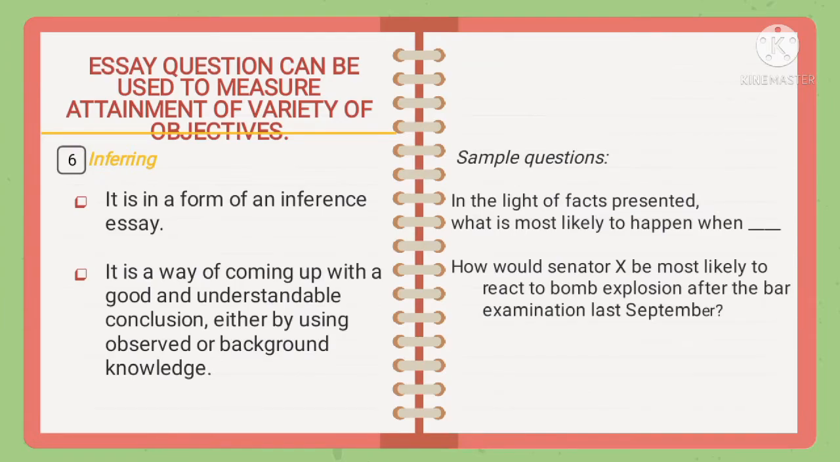Number 6 is inferring. It is in the form of an inference essay. It is a way of coming up with a good and understandable conclusion, either by using observed or background knowledge. A sample question is: in the light of the facts presented, what is most likely to happen when blank? How would Senator X be most likely to react to the bomb explosion after the bar examination last September?